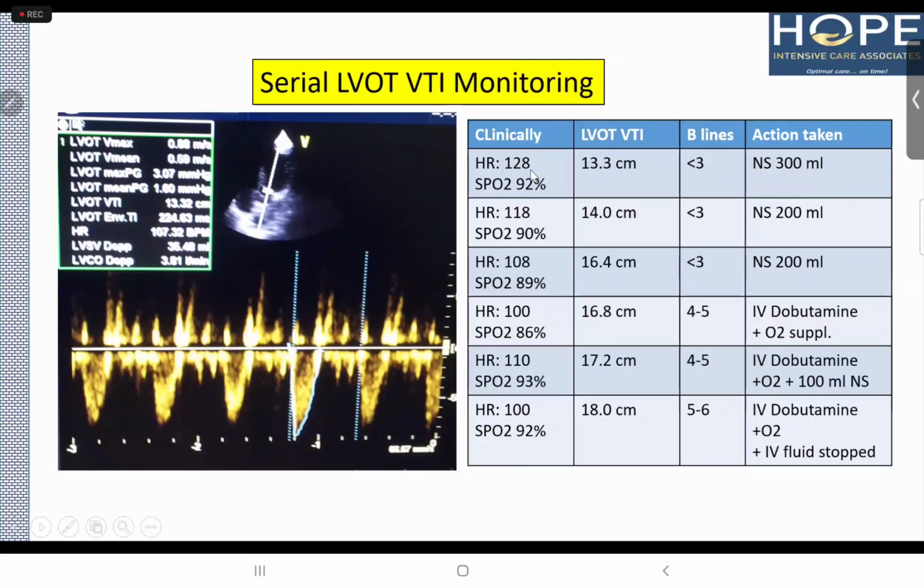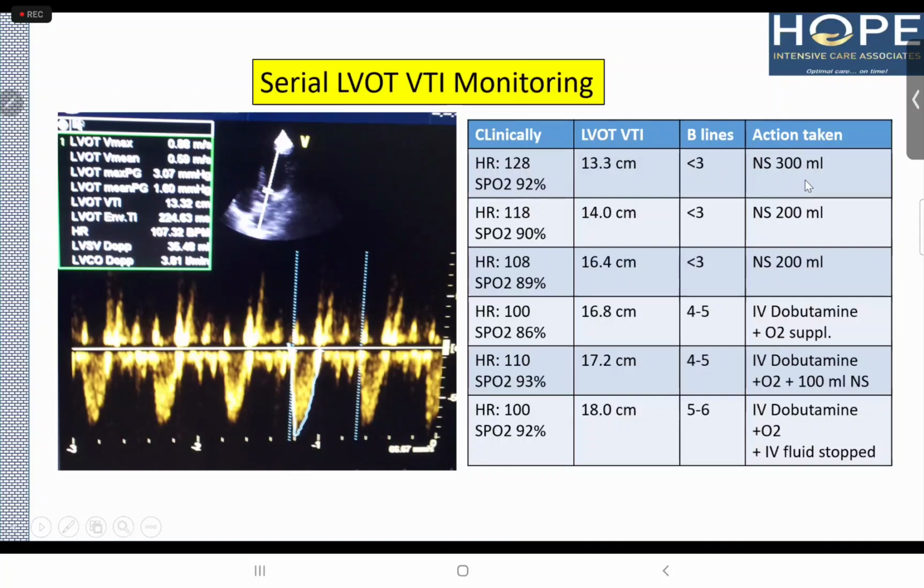LVOT VTI. Heart rate 128, saturation 92, and LVOT VTI is very low. 20 plus or minus 2 is normal, so 13 is extremely low. And the B line index is less than 3. So there is hardly any B lines even if this patient's LV is poor. That means he is hypovolemic and dry, as it appears clinically as well.